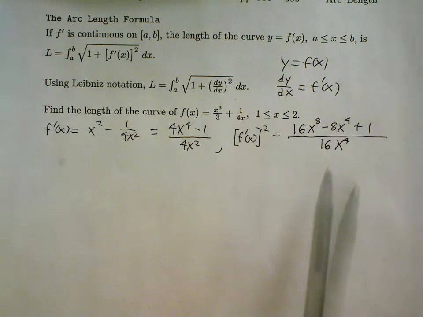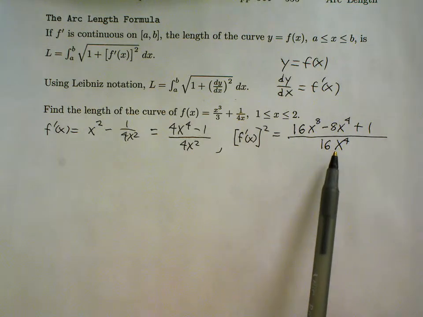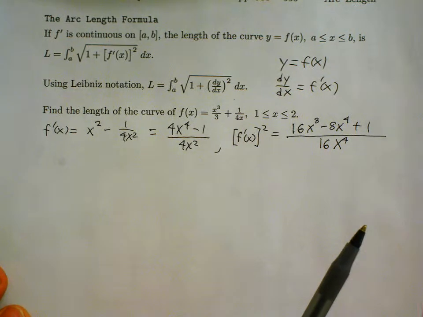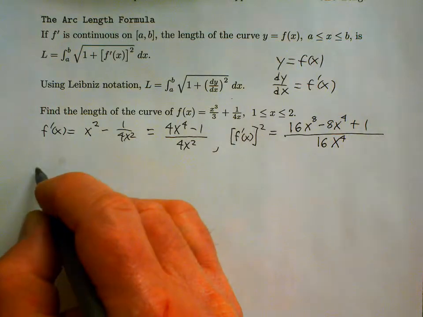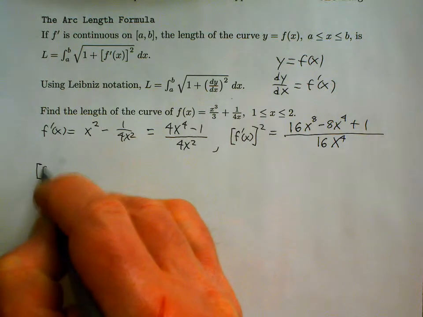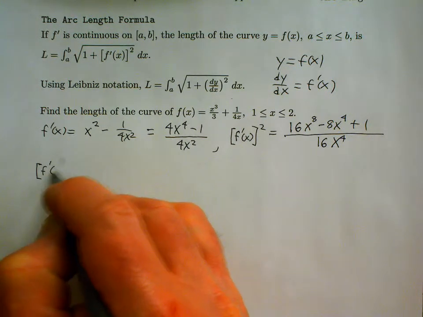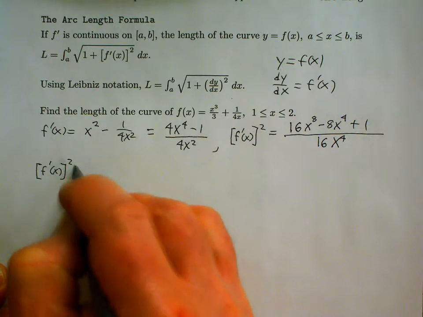Okay, then we're going to add 1 to this, and then put that inside the square root. So in the next line, f prime of x squared plus 1.